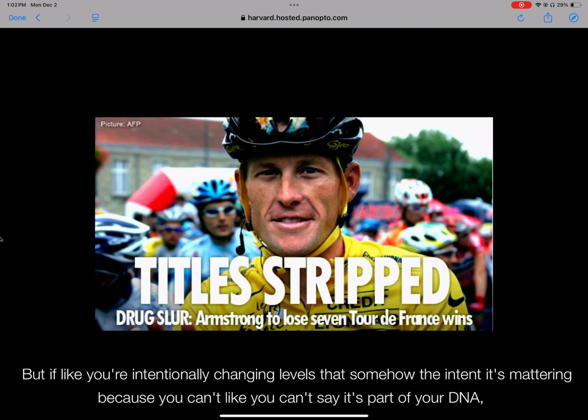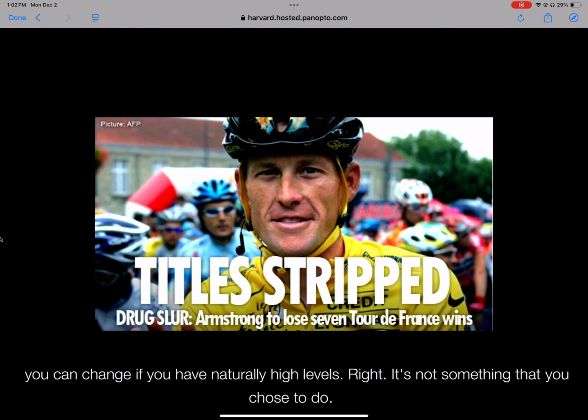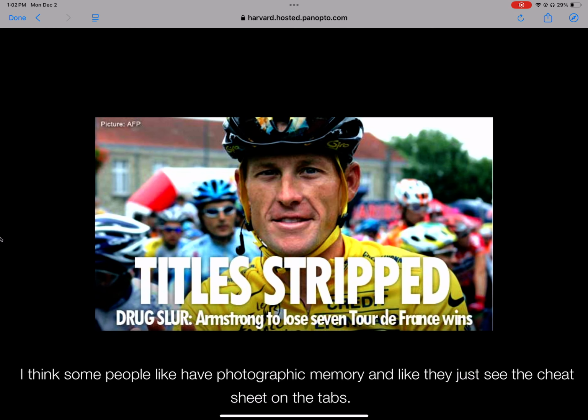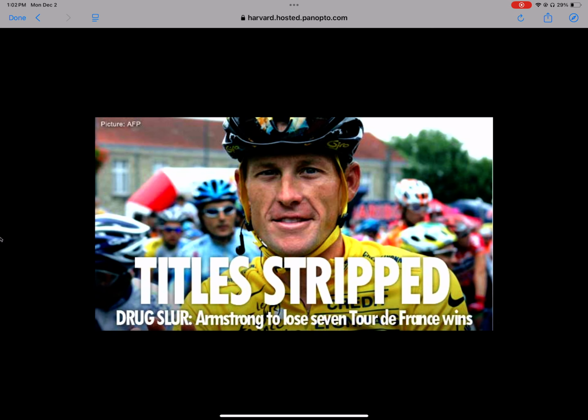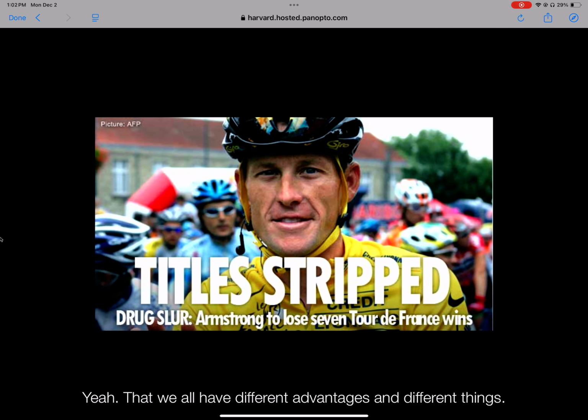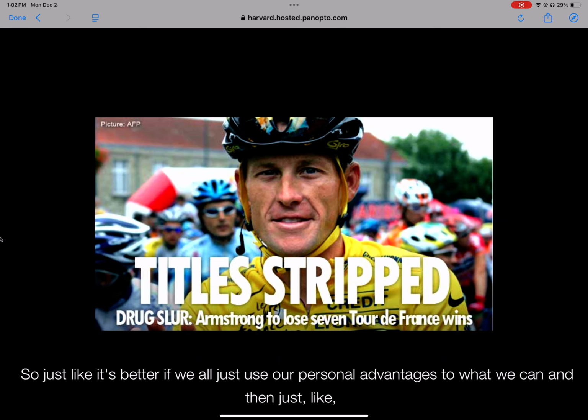...levels, that somehow the intent is mattering. Because it's part of your DNA, you can't change it if you have naturally high levels. It's not something that you chose to do. Exactly. Some people have photographic memory and they just see the cheat sheet on the test. We all have different advantages, so it's better if we all just use our personal advantages to what we can and try our best on the things.